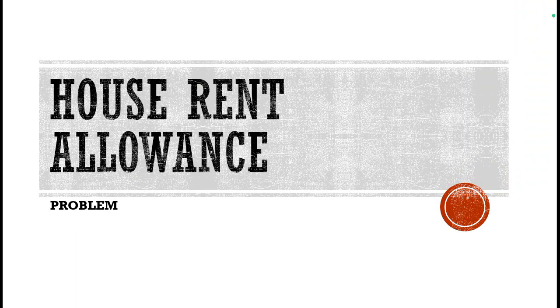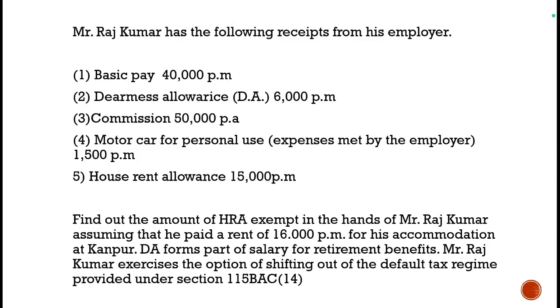So we can go to the question. The question is about house rent allowances. Mr. Rajkumar has the following receipts from his employer. First one, basic pay 40,000 per month. Dearness allowance 6,000 per month. Commission 50,000 per annum. Motor car for personal use, expenses met by the employer 1,500 per month. House rent allowance 15,000 per month.